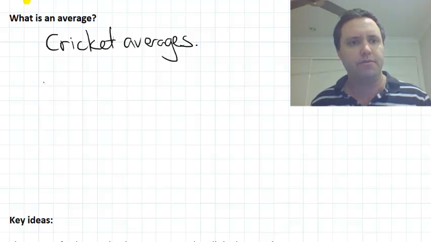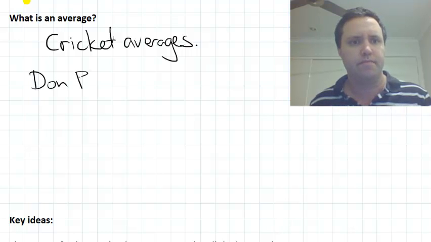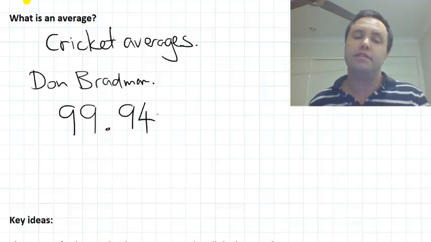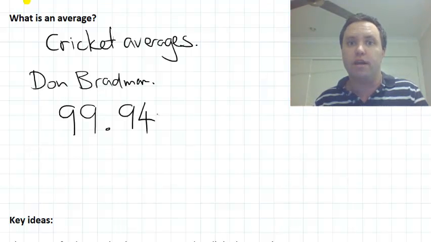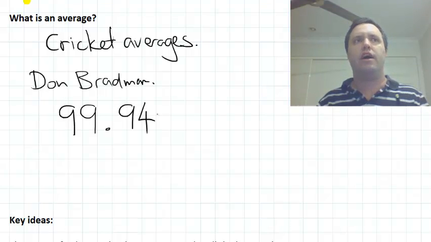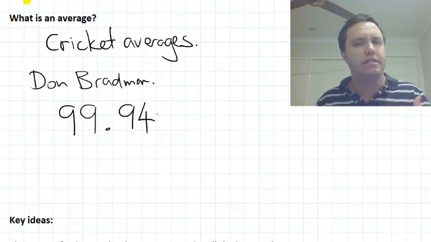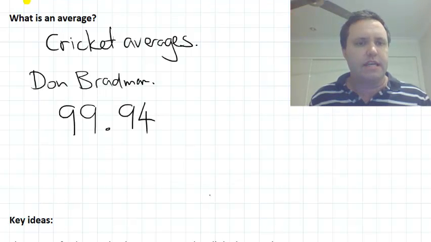The most famous example is that of Don Bradman. His test average, in test cricket, was 99.94. That meant that every time he went out to bat, he was going to make probably 99.94 runs. So pretty much every time he walked out there, he was making a century. It's the most insane average they reckon in all of sport, but that's the idea of averages. What's the most typical value we're going to see when Don Bradman went out to bat? Pretty much 100.